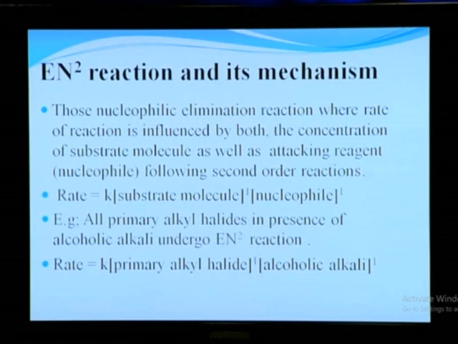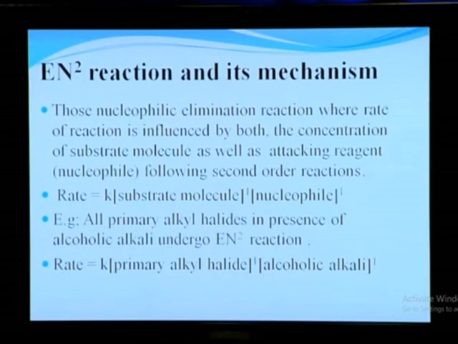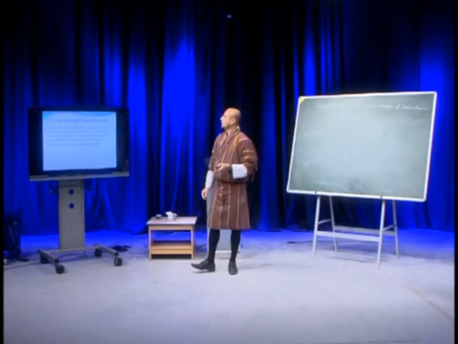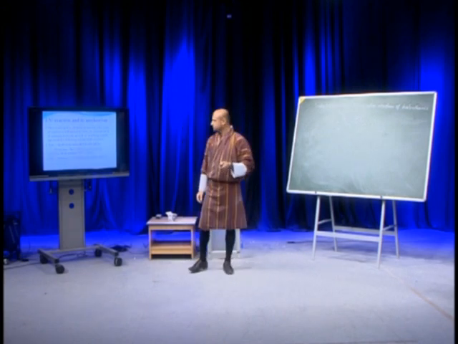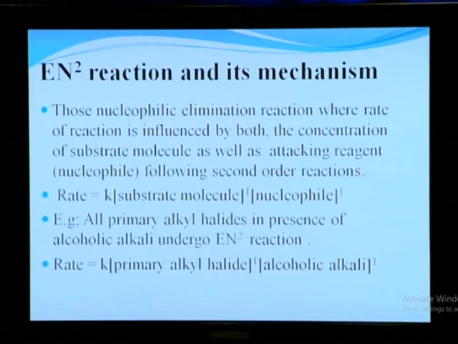Like SN2, here a primary alkyl halide usually undergoes this type of reaction when it is attacked by a nucleophile, and it is known as bimolecular because the rate of reaction here depends on the concentration of the substrate as well as the concentration of the incoming nucleophile. Since the rate of reaction depends on the concentration of 2 reactants, both the substrate as well as the incoming nucleophile, it is known as a bimolecular nucleophilic elimination reaction. And as you know, all primary alkyl halides in the presence of alcoholic alkali undergo E2 reactions.